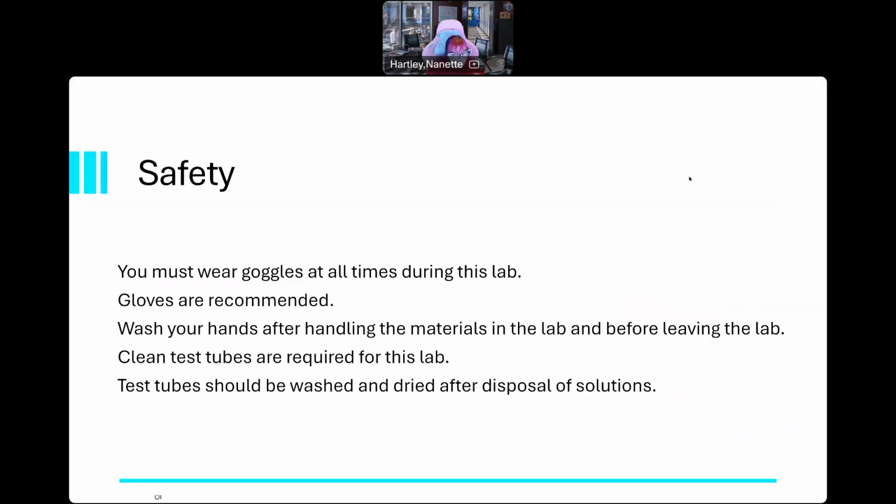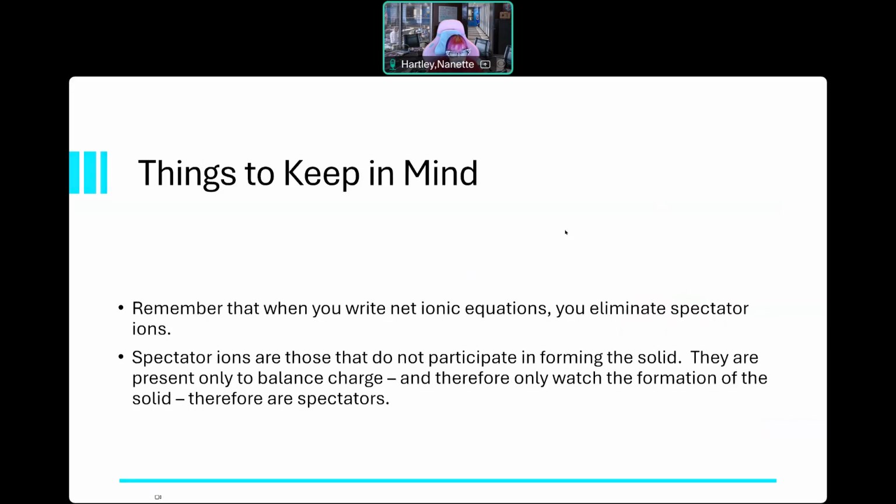There we go. For safety, not a lot to talk about. You must wear your goggles at all times during this lab. That's always recommended. You should be wearing gloves. It's helpful. You want to wash your hands after handling the materials in this lab and before you leave. You need to make sure that the test tubes are clean. And your test tubes should be washed and dried after disposal of the solutions. And there are going to be places to dispose of these solutions, not just down the drain. So there's that in terms of safety.